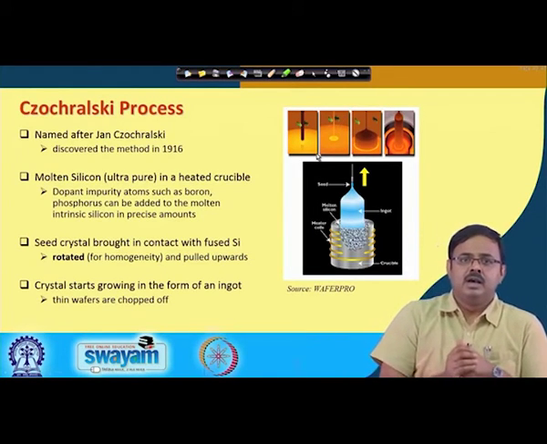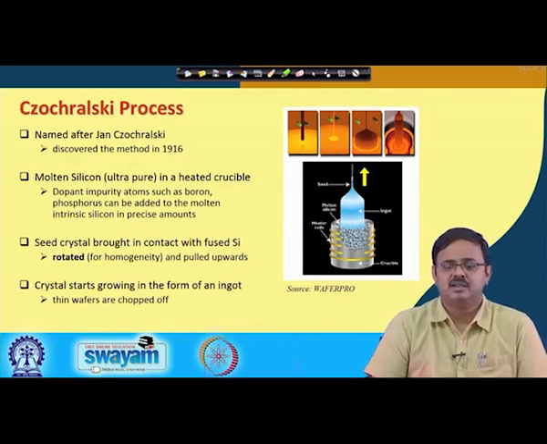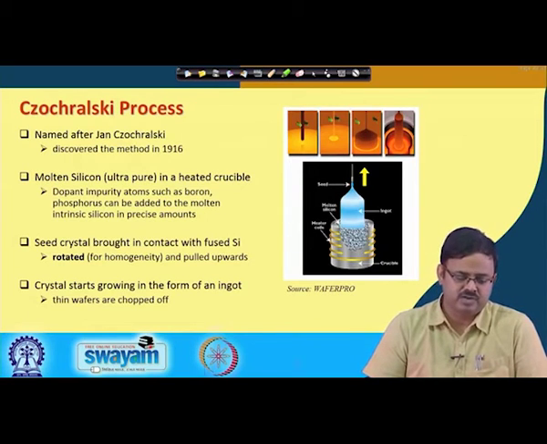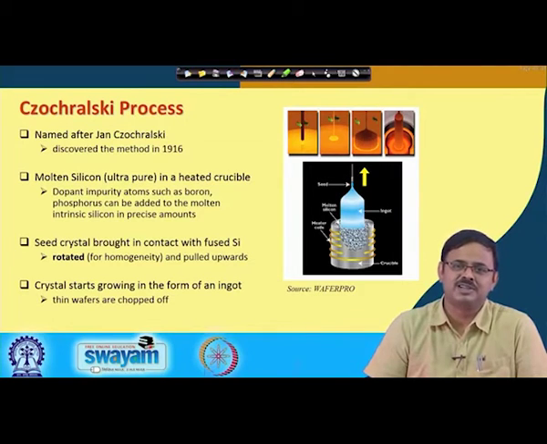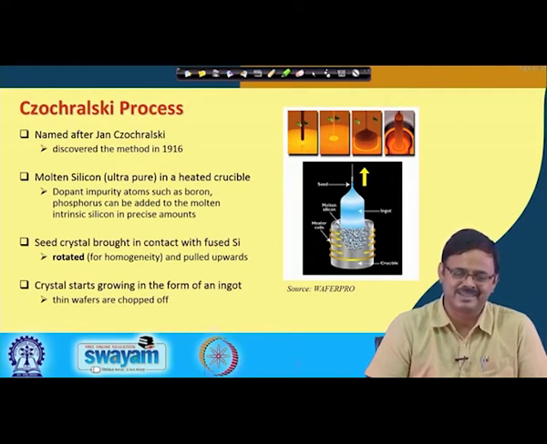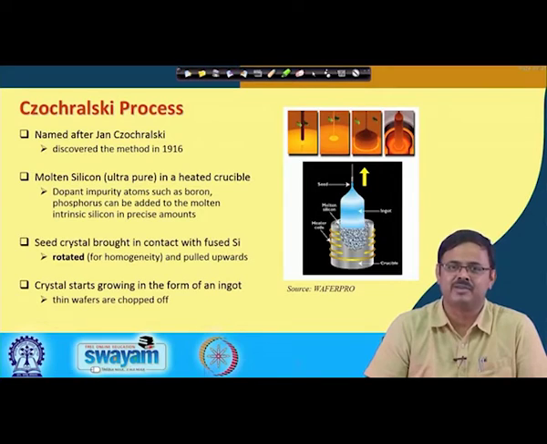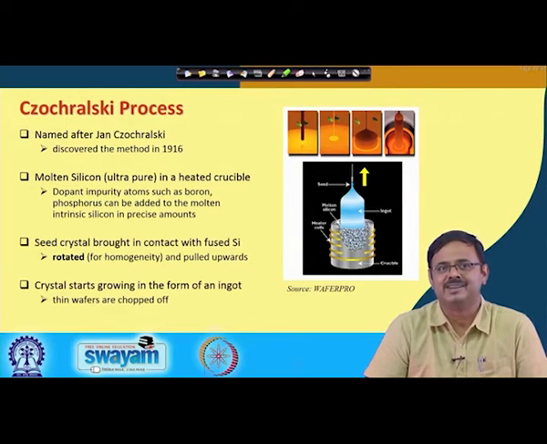Okay, the silicon wafer is formed by one of the most common methods known as the Czochralski process. I think the pronunciation can be very different. I still don't know the correct pronunciation. It's named after a Czech scientist, Jan Czochralski, but if a Czech person pronounces it, it will be a little different. It was discovered in 1916, so it's a pretty old method.